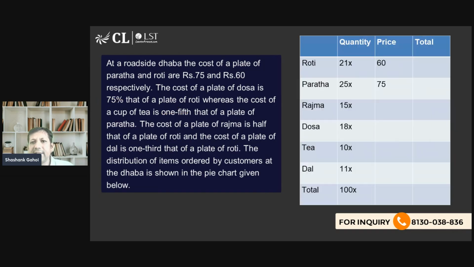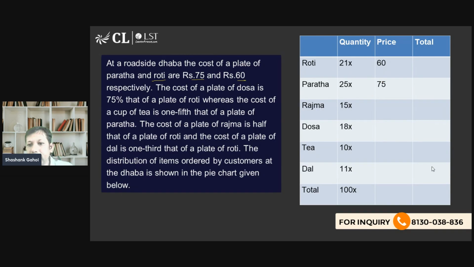So basically, I don't understand the concept of pie chart and all, so what I have done, I have made it in the format of a table, and whatever is given, I have written it. If the total quantity is 100x, not 100, total quantity is 100x. So rotis that are going to be sold are 21x, parathas 25x, rajma 15x, dosa 18x, tea 10x, and dal is 11x, and that's what is given to us. Now it says that the price of a roti is 60 rupees. So roti is 60 and paratha is 75, and that's what I have written down.